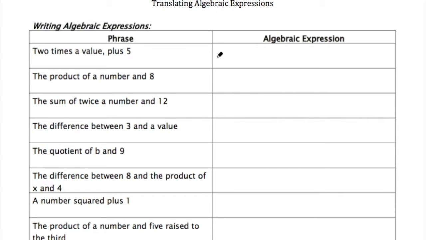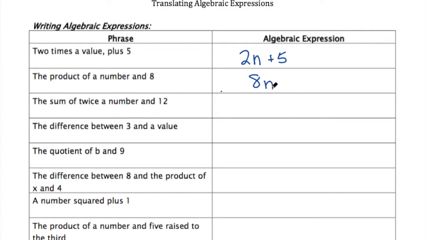Hello again. In this lesson we're going to be translating algebraic expressions, taking words and turning them into algebraic expressions. So, 2 times a value plus 5. A value, we'll call that n. 2 times, we're going to write it as 2n. Instead of writing the actual multiplication sign, we're just going to write 2 in front of n, so it's a 2 coefficient, and then plus 5.